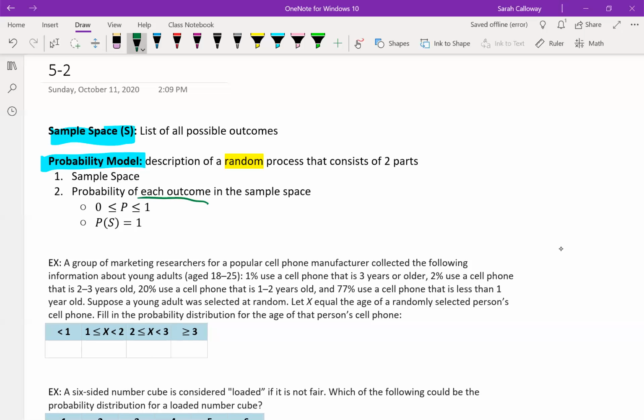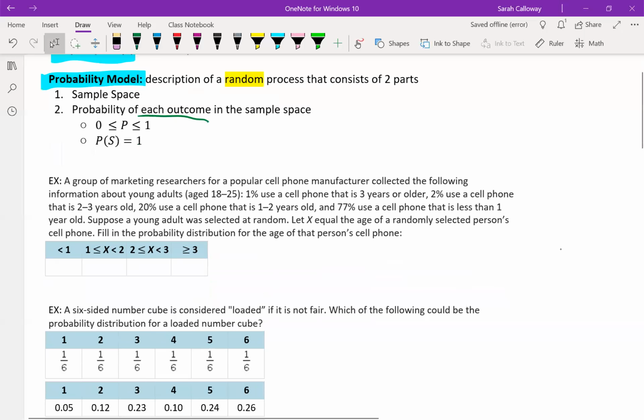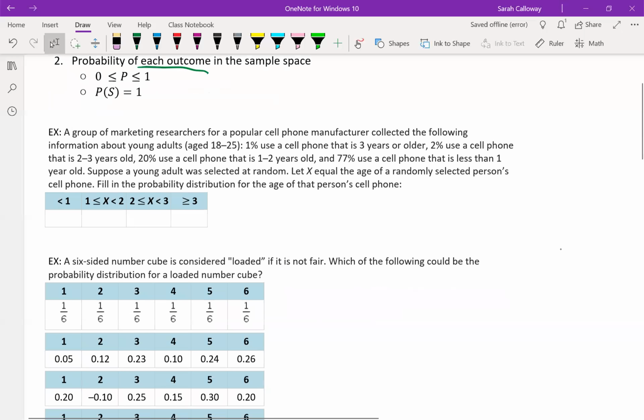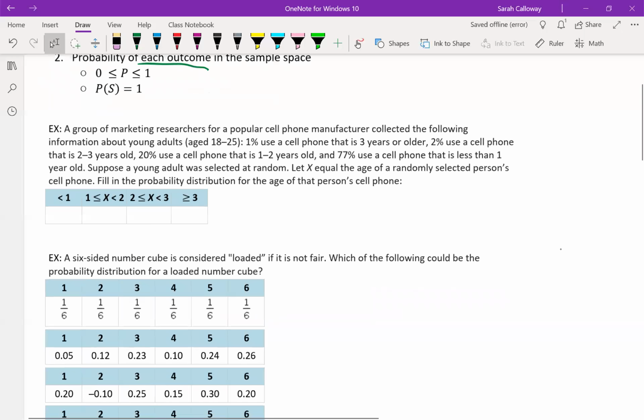In the first example, we're going to fill out a probability distribution. They're giving us percentages. A group of marketing researchers for a popular cell phone manufacturer collected the following information about young adults. 1% use a cell phone that is 3 years or older, 2% use a cell phone that is 2 to 3 years old, 20% use a cell phone that is 1 to 2 years old, and 77% use a cell phone that is less than 1 year old.